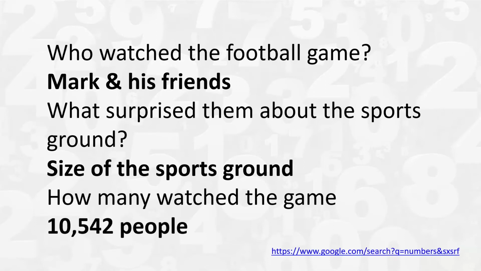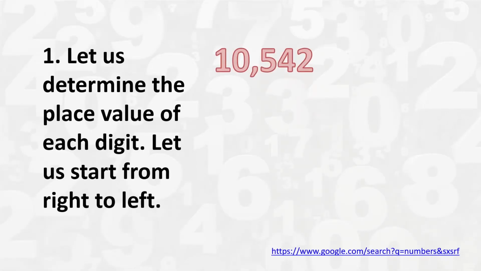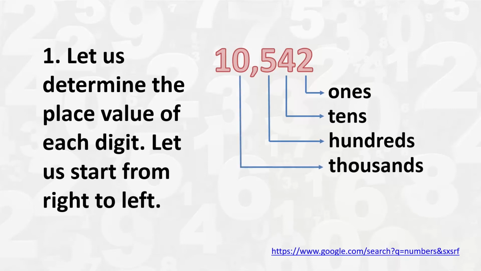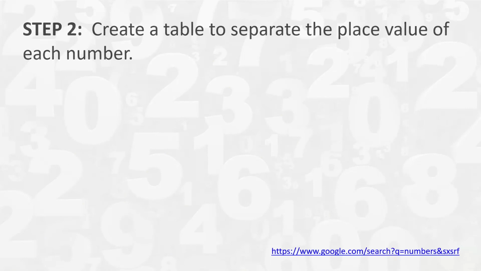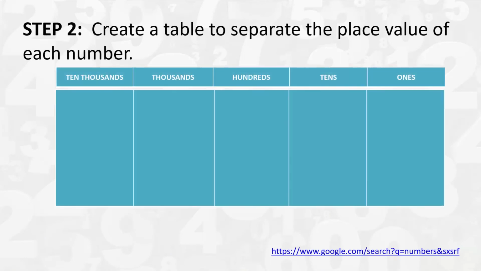Let us now visualize 10,542. Again, let us follow the steps. Step 1, let us determine the place value of each digit. Let us start from right to left. So we have ones, tens, hundreds, thousands, and ten thousands. Step 2, we can create a table to separate the place value of each number. Now that we have the table, we can put the value of each digit to their corresponding place value.